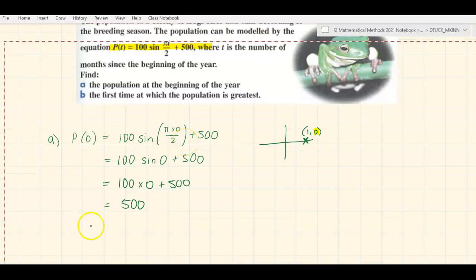Please remember, we need population at the beginning is 500 frogs. At least write 500 frogs.